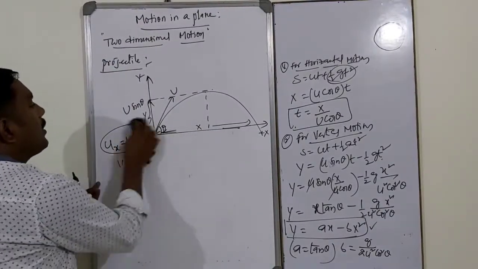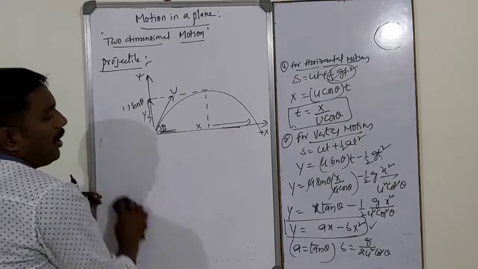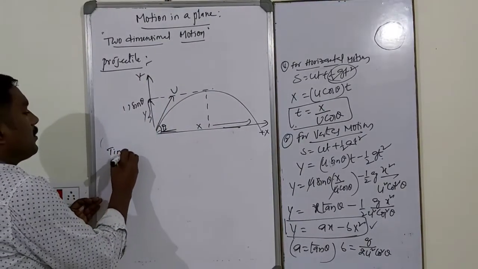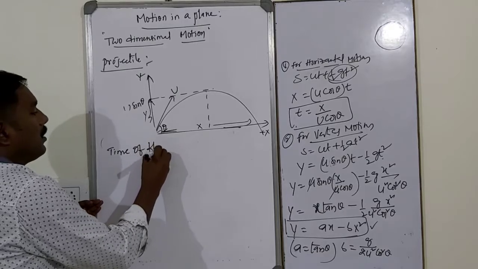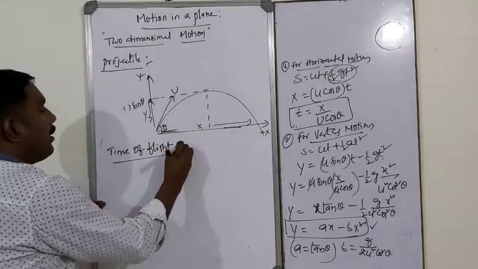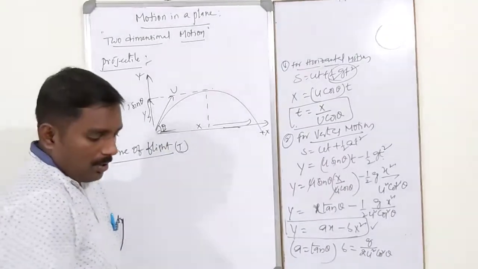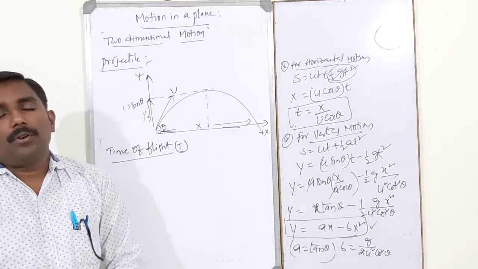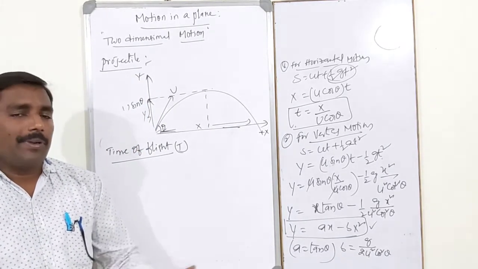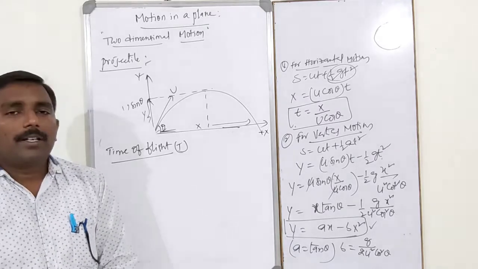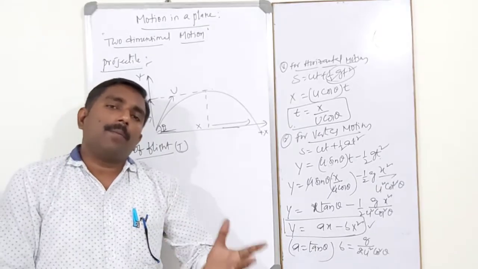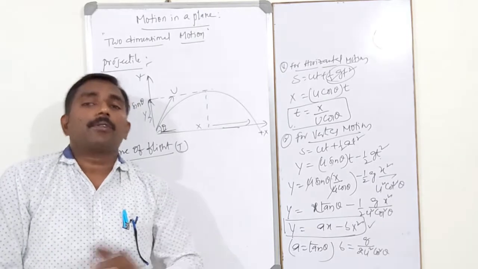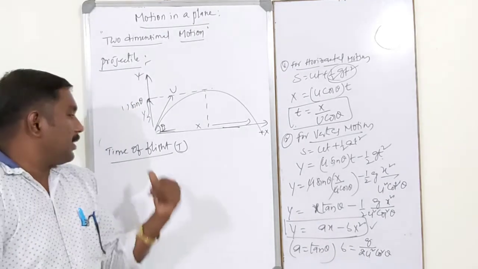How to find out the time of flight? Already we know, in case of one-dimensional motion, we discussed time of flight. Time of flight means the time taken by the projectile to reach the ground after projection. That is nothing but time of flight.